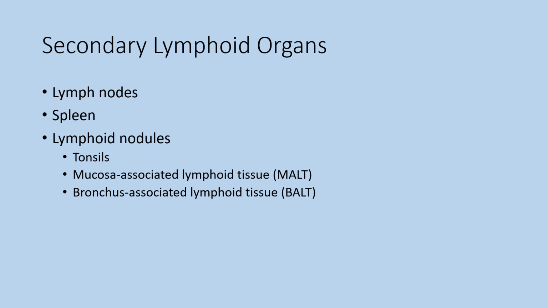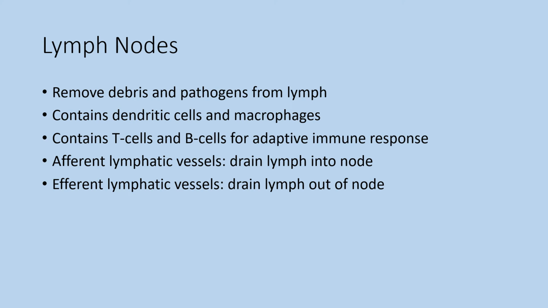Secondary lymphoid organs include things like your lymph nodes, spleen, and lymphoid nodules. This would include your tonsils, mucosa-associated lymphoid tissue that's known as MALT, and bronchus-associated lymphoid tissue that's known as BALT. Your lymph nodes, this is where, as I mentioned earlier, you have filtration occurring. It's going to remove, hopefully, any pathogens and any debris that may be in that lymph, filtering it before it gets back into the blood. How does it remove this? It does contain macrophages. It does contain dendritic cells, which have phagocytic abilities. It contains B and T cells for the adaptive immune response, that specialized response.